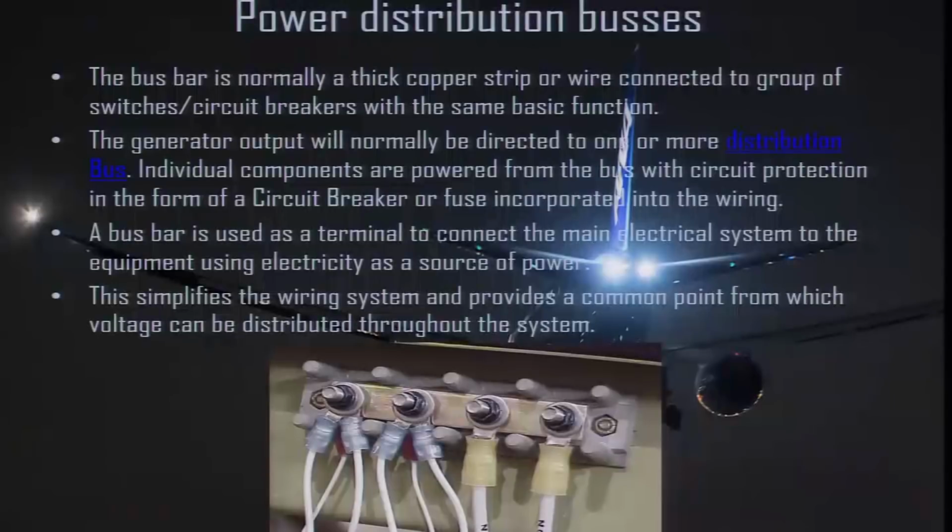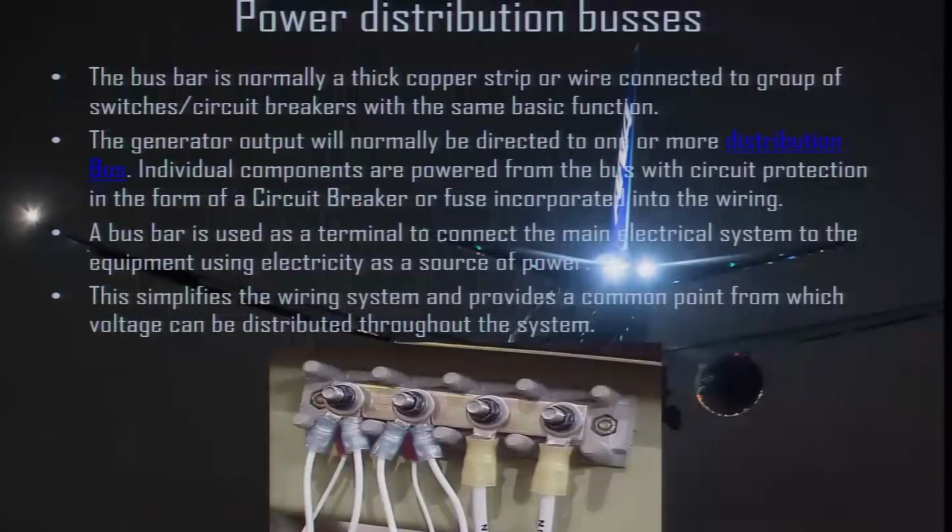Next is power distribution buses. The bus bar is normally a thick copper strip or wire connected to a group of switches or circuit breakers with the same basic function. The generator output will normally be directed to one or more distribution buses. Individual components are powered from the bus with circuit protection in the form of a circuit breaker or fuse incorporated into the wiring. A bus bar is used as a terminal to connect the main electrical system to the equipment using electricity as a source of power. This simplifies the wiring system and provides a common point from which the voltage can be distributed throughout the system.